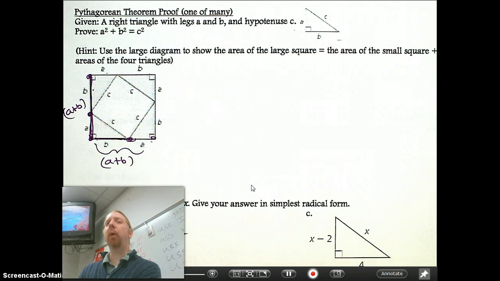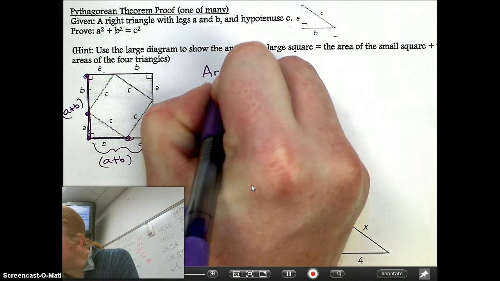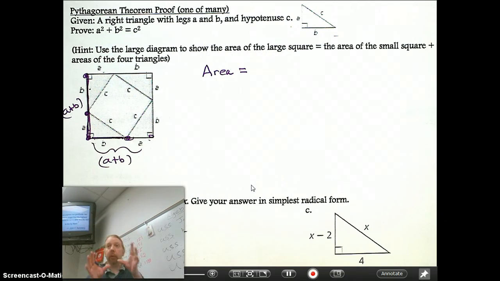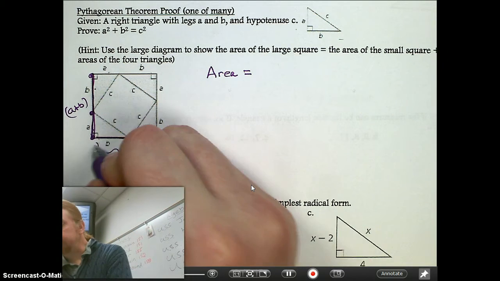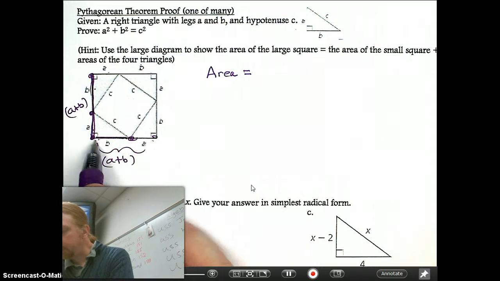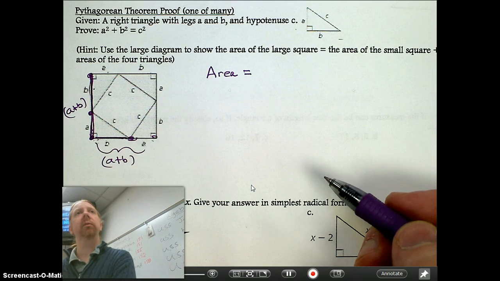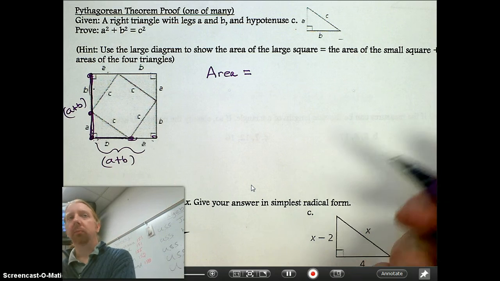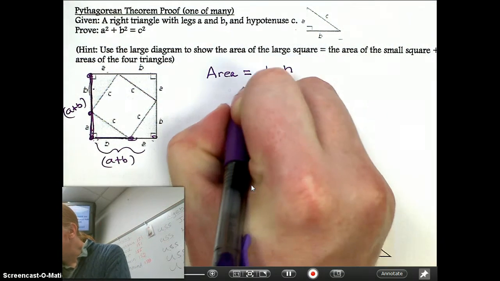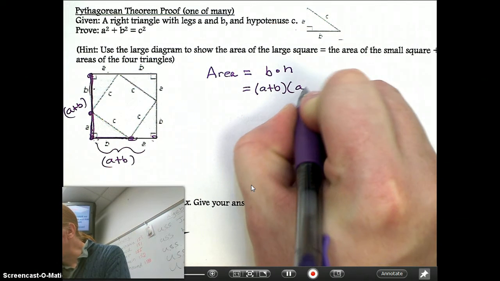Now, you might not know where I'm going yet, but that's okay. Let's talk about the area of that square. I've got this square. It's right here. This side is A plus B. This side is A plus B. So how would I find the area of a square? Base times height, multiply those together, yeah. So that's going to be A plus B times A plus B.